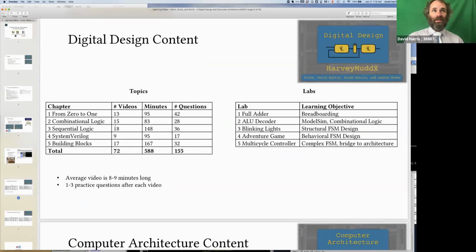The MOOC has 72 videos in the first part, on average about 8 to 9 minutes. Each video is followed by 1 to 3 practice questions. I think Jeffrey's point about this frequent low-stakes assessment is really high impact on learning. And that's a place where we think this MOOC was quite successful, that students see a short video and then immediately get to check if they understand the main idea. And then students do a series of labs, breadboarding a full adder, then working in ModelSim, building an ALU decoder, doing state machines, and then the multi-cycle processor controller.